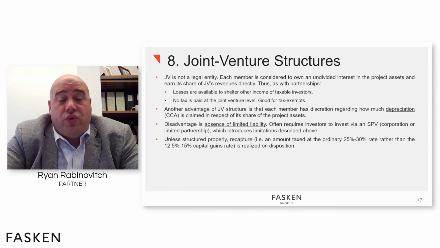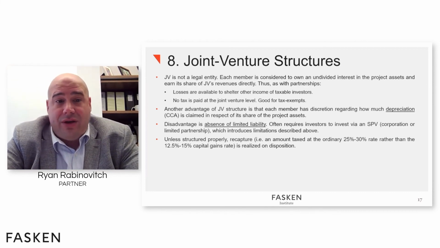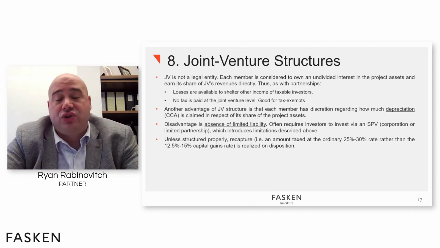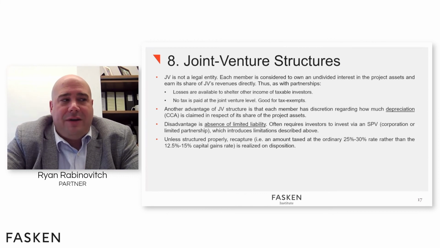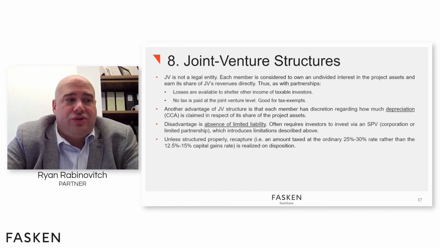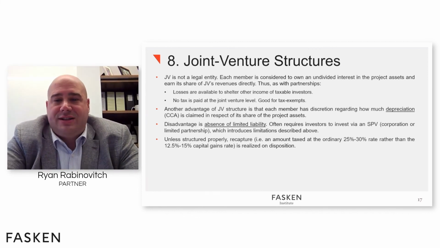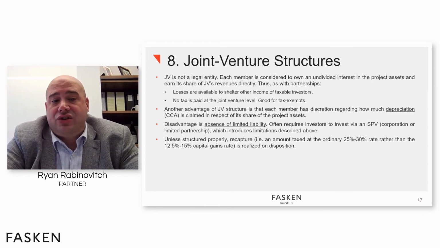So to avoid having to discuss with your other partner and come to some kind of agreement over how you're going to decide each year how much depreciation to take, a joint venture is a nice way of allowing each party to make its own decision. Because if you were in a partnership structure or a corporate structure, it's the partnership or the corporation that decides how much depreciation is taken. So you have to come to a collective decision.